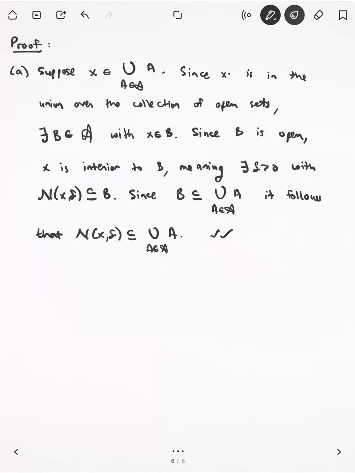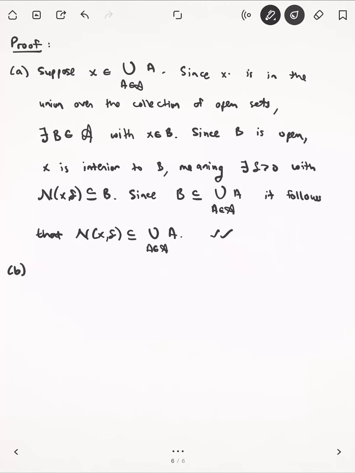And that completes the proof. Because I found a delta for every point in that union such that the delta neighborhood of every point is contained within the union. So the union of a collection of open sets is open.